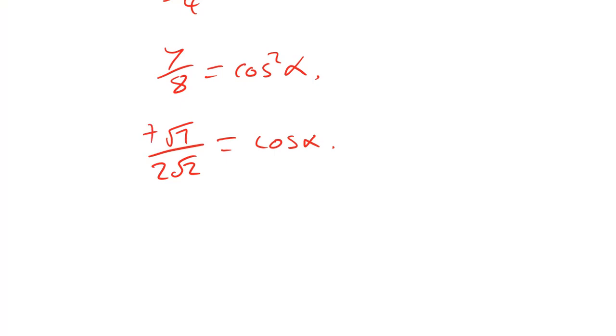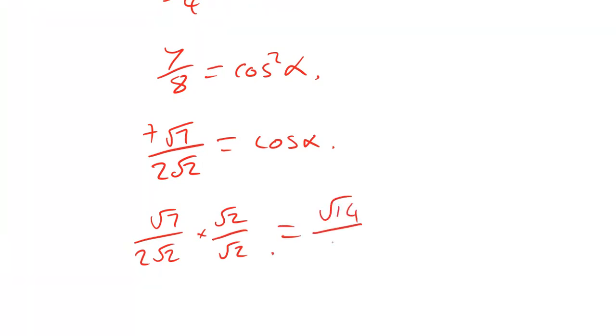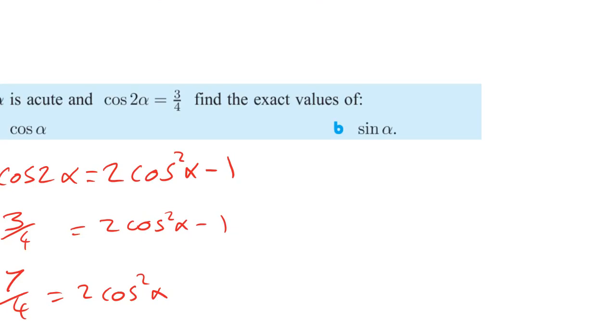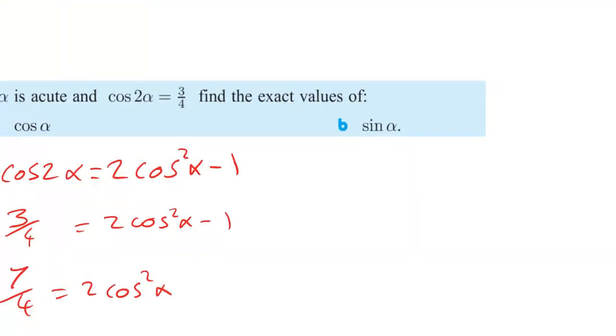I would prefer it to be written without a square root on the denominator. So what I might do is just multiply the whole thing by root 2 over root 2 to clear that out. And we're going to be left with root 14 over 4. I think this is the best way of writing cos alpha. Okay. Next one, sine alpha. So this is fine as well.